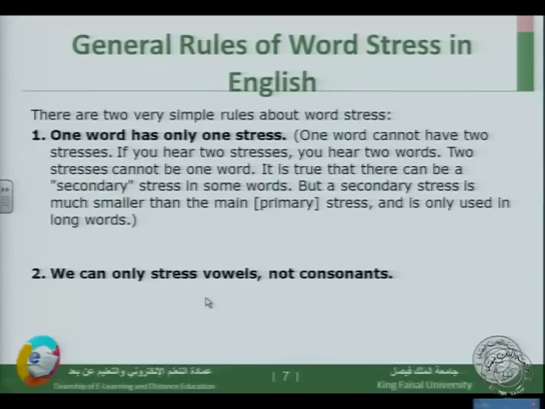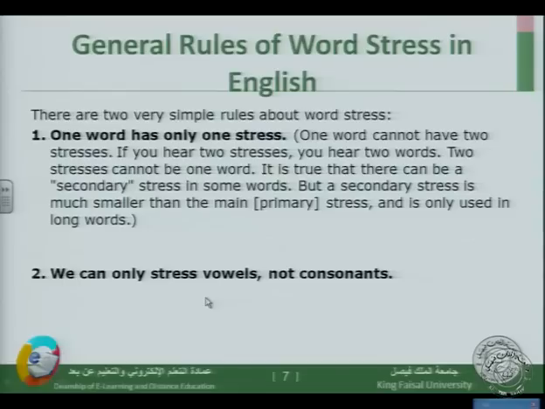We have here a kind of general rules for word stress. There are two very simple rules about word stress. One word has only one stress. Even if it has 4 syllables or 3 syllables or 2 syllables or maybe 1 syllable, it has only one stress. One word cannot have 2 stresses. If you hear 2 stresses, you hear 2 words.